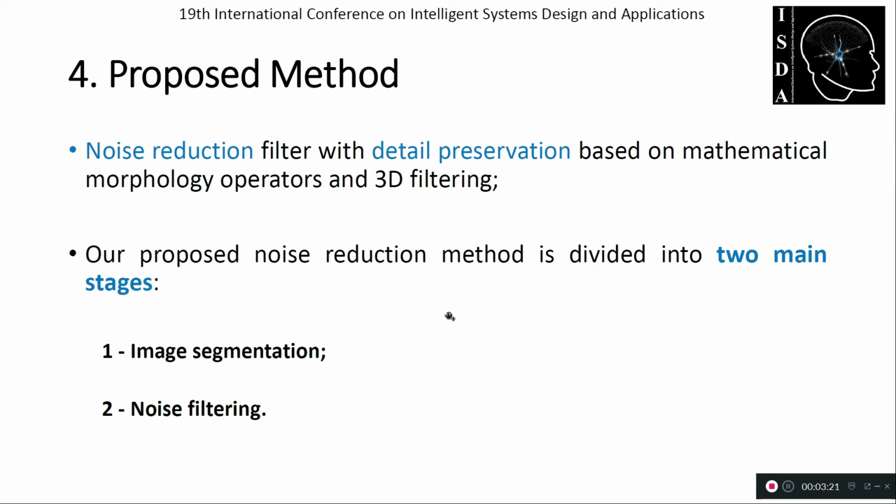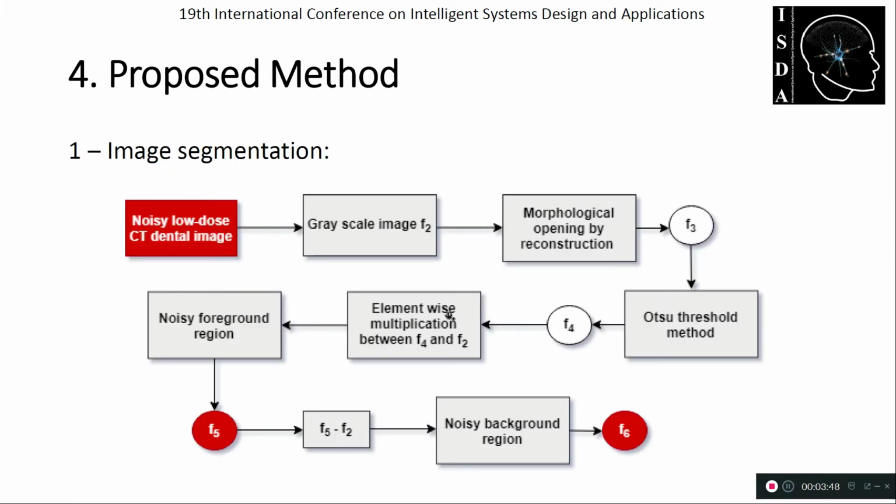So because of that, we propose a method in order to reduce the noise and preserve important details and structures, which is based on mathematical morphology operators along with a 3D filtering technique. And our proposed noise reduction method is divided into two main stages, named image segmentation and noise filtering. In the first stage, the image segmentation stage, we divide the input image into two images: one containing only the foreground region and one containing only the background region.